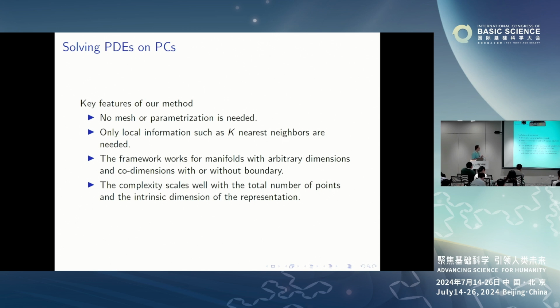The framework works for manifolds of arbitrary dimensions, or even a curve in 3D, that's fine. You have codimension 2. You can have a manifold with boundary, with certain boundary conditions, that's fine. And most importantly, the complexity scales with the total number of points, of course, that's how you describe your object, and the intrinsic dimension. Say if you're embedding a curve in 3D, 4D, the computation cost is not going to be proportional to 3D, 4D, but just proportional to 1D. That's the intrinsic dimension of your object.